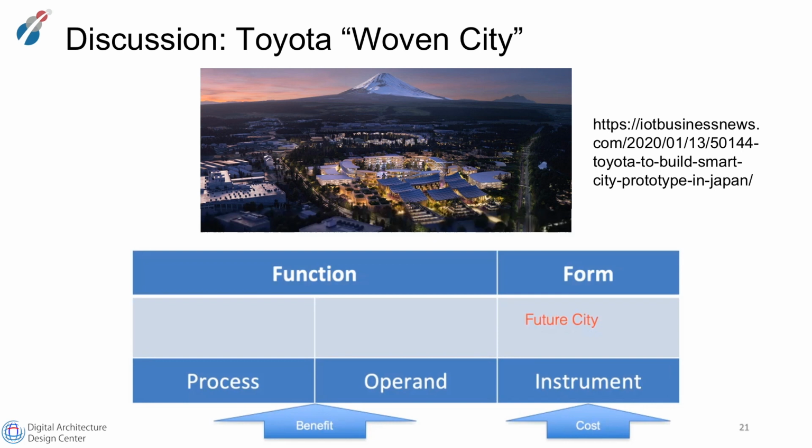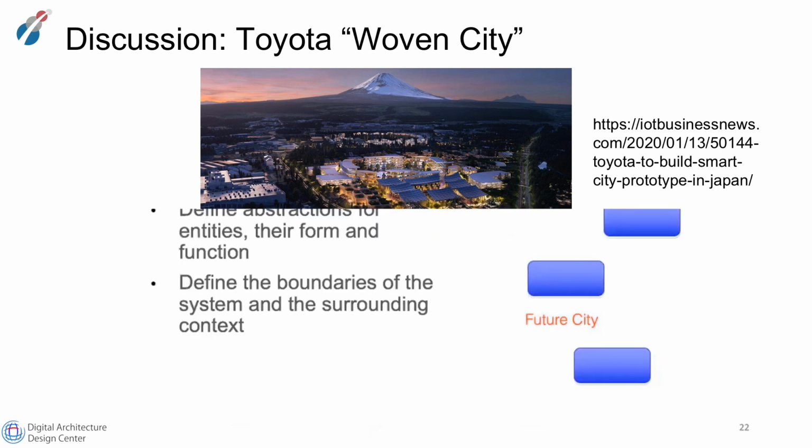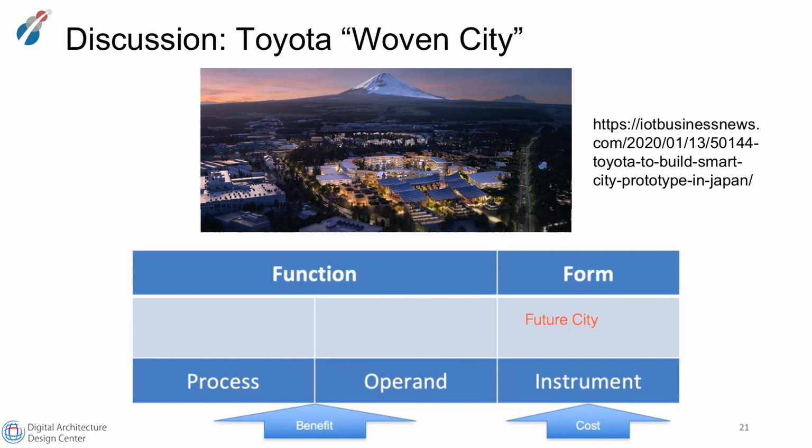And again, the form being the city itself, the smart city. Yeah. So I lost my mouse. Let me recover my mouse. And so what I would say is that there are different ways to interpret it, and this is why it's so important to be very clear about what the purpose of that system is.